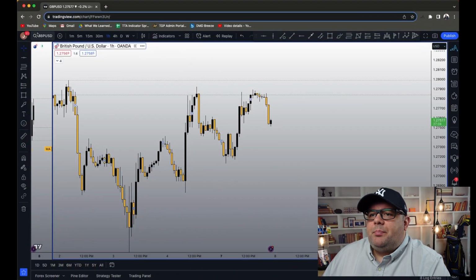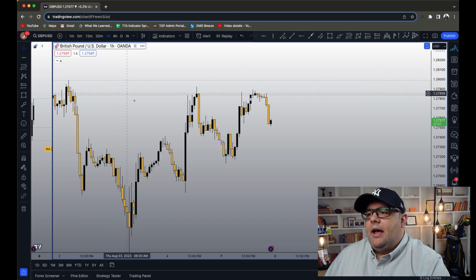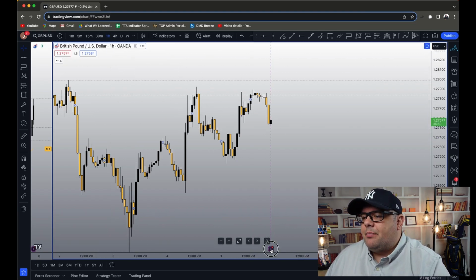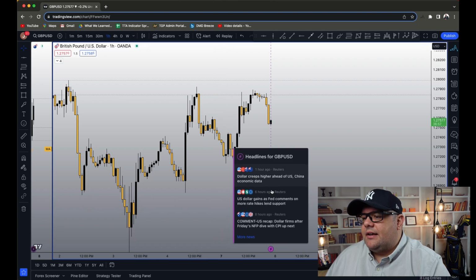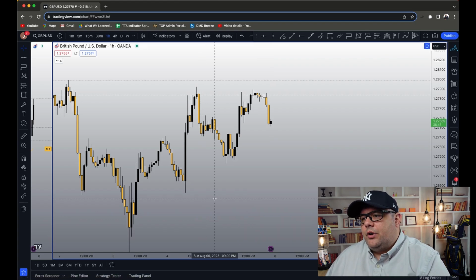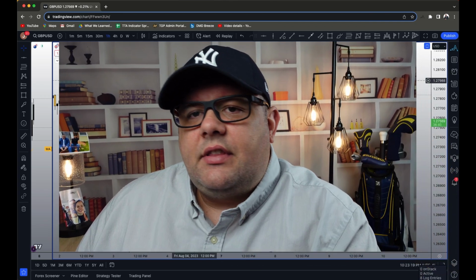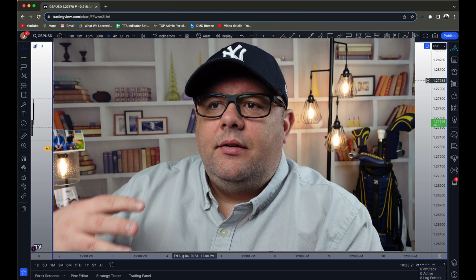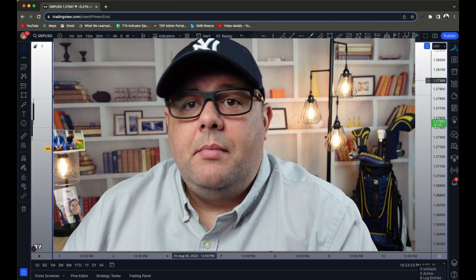Let's get to it. All right, guys, so I'm looking at the GBP USD 1 hour chart, and I'm just showing you what's already happening here on the chart. You can see right down at the bottom that we have our little news things, our little economic event alerts. Those are very important to take a look at. When you see the dollars creeping higher, US dollars gaining, we should be understanding that that's going on, okay? Here's the thing though, we have to take a look at supply, demand.